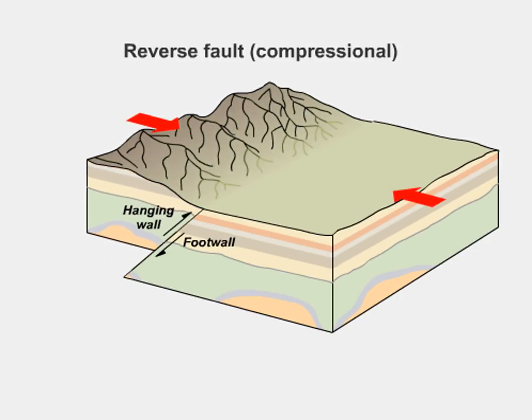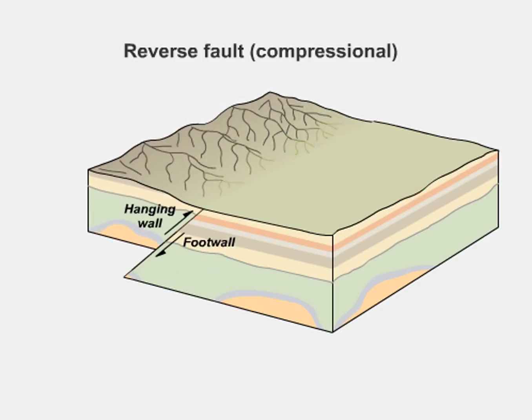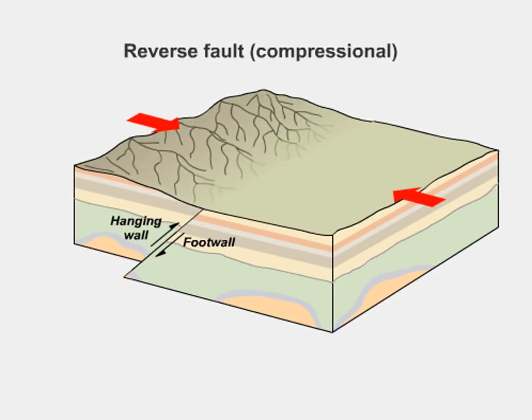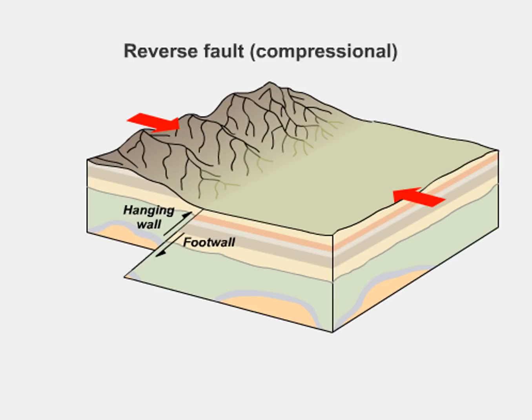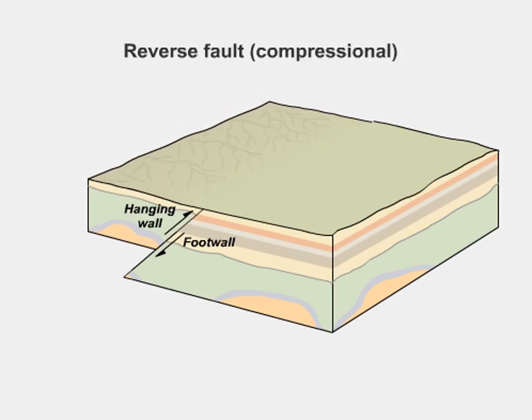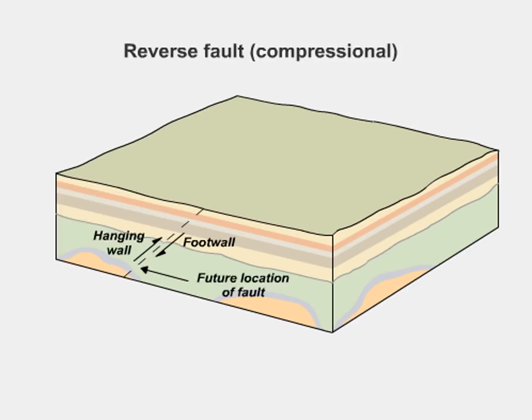In the animation, click Reverse Fault and then play to begin. As the landscape is compressed, one side of the fault is pushed up over the other side. Once faulting ends, erosion gradually wears down the uplifted mountain.